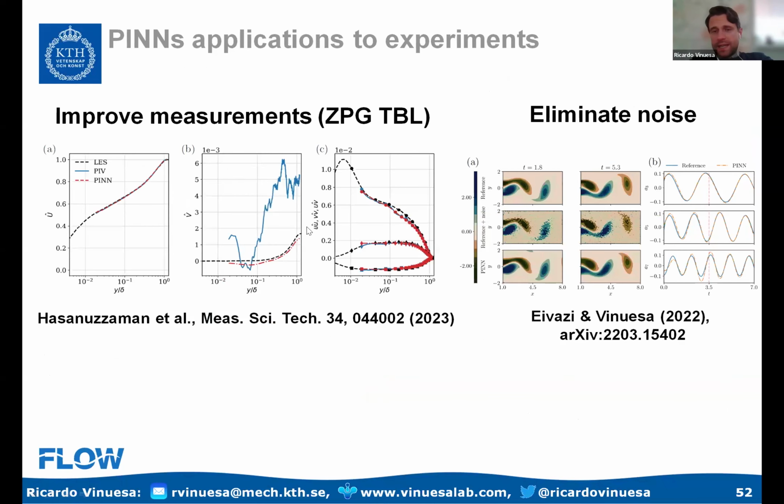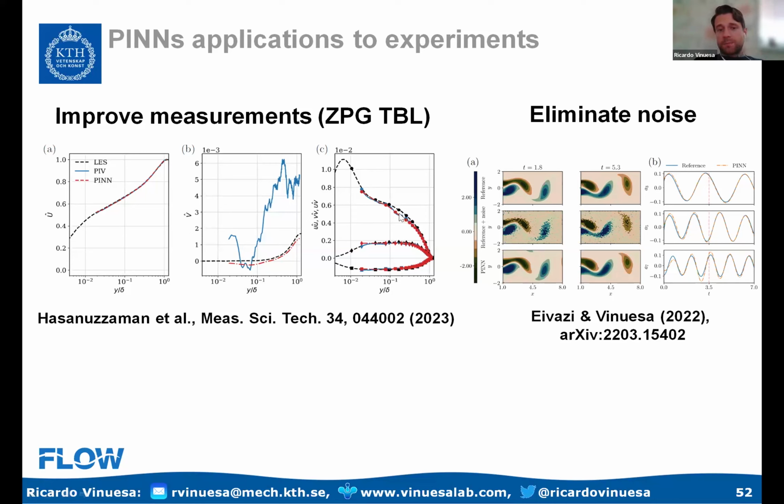I want to also highlight that PINNs have been used in experimental work. We have this article in Measurement Science and Technology where we look at PIV measurements, particle image velocimetry. The mean was quite well resolved, but the fluctuations exhibited some problems, and mostly the V, the wall normal velocity, was really bad. We are comparing in the black line with highly resolved LES, so almost DNS. The PIV is the blue line, and in red I'm showing you PINNs.